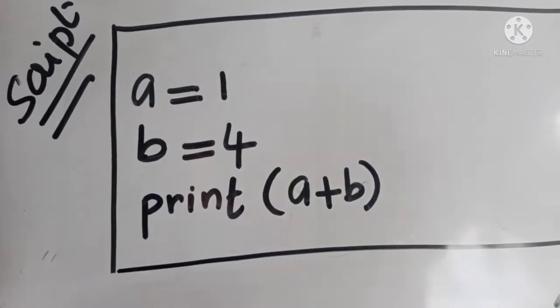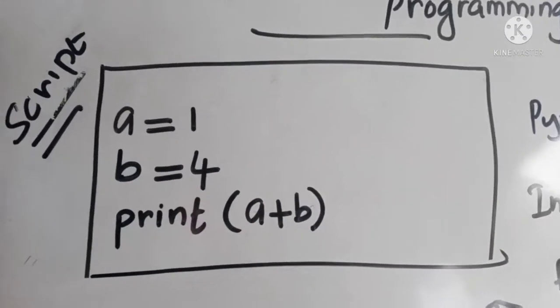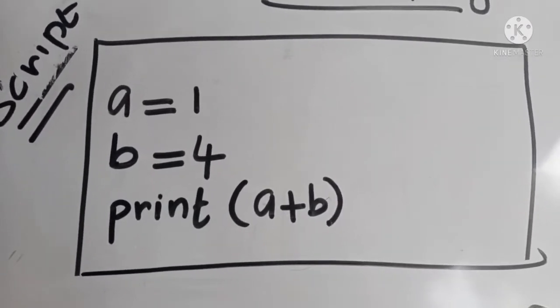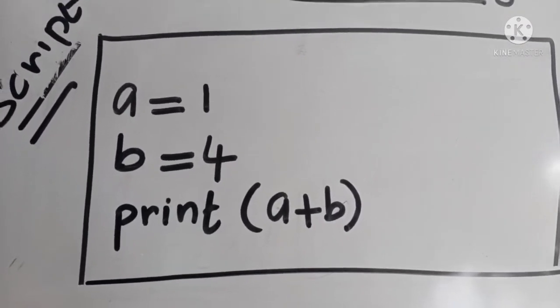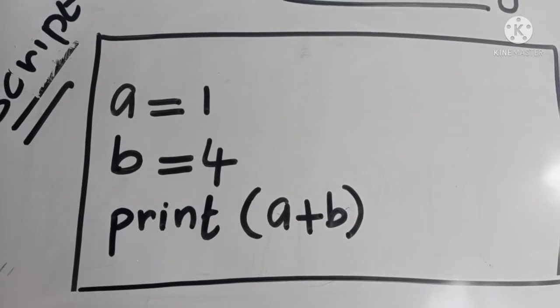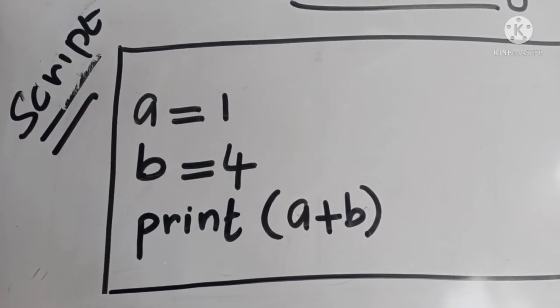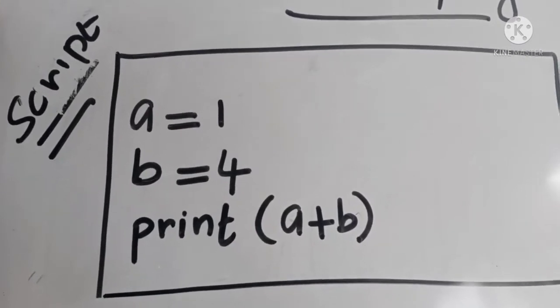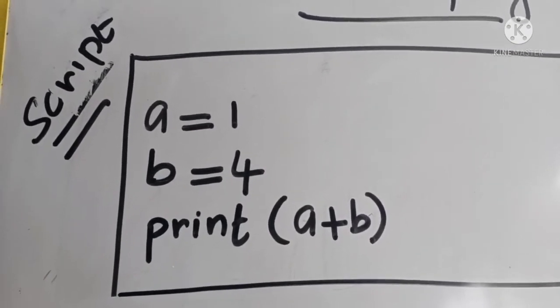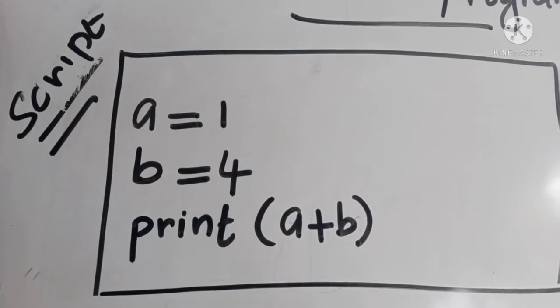Let me write a small Python code here. You can see a equal to 1. You are familiar with this code, right? Tell me, what is the meaning of a equal to 1? Yes, here 1 is a value that is saved in the variable a, right?